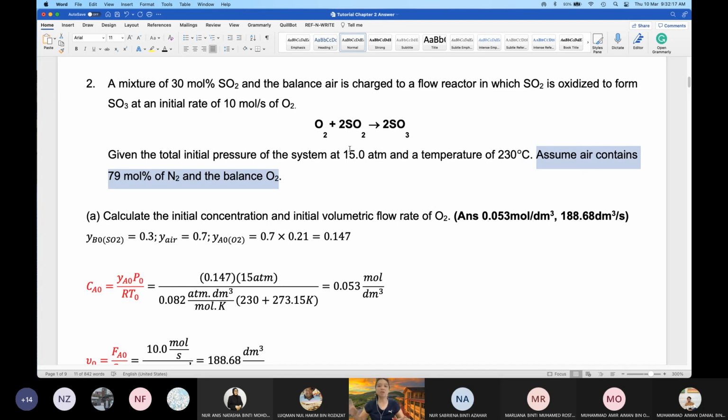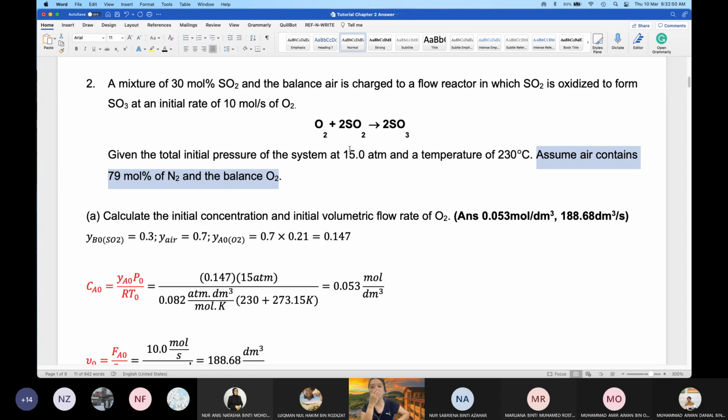So remember just now, kita ada 30% SO2, kita ada 70% air. So dalam 70% air ini, ada 79% N2, dan baki 21% O2. So kalau bayangkan dalam 70% air ni, dia punya composition dia pula terbahagi kepada dua, which is 79 mole percent N2, 21 mole percent O2. Yang 21 mole percent ni lah sebenarnya yang digunakan untuk the reaction.